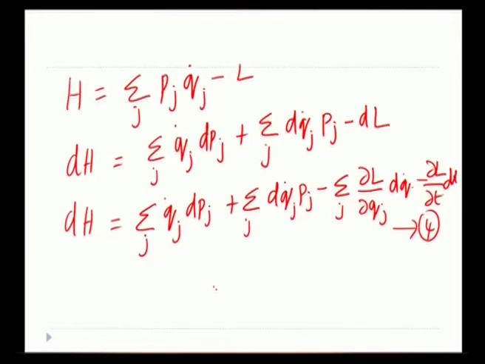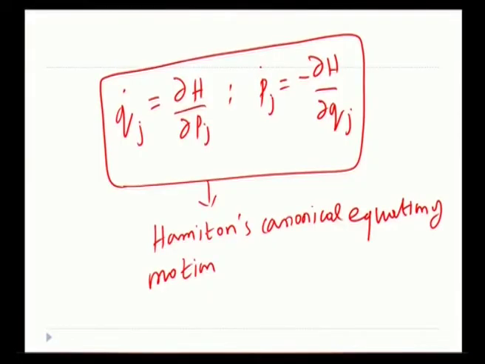The comparison of coefficients gave Qj dot is equal to dou H by dou Pj, and dou L by dou Qj is equal to minus dou H by dou Qj, and dou L by dou t is equal to minus dou H by dou t. Then we got Pj dot is equal to dou L by dou Qj. Then we got the actual Hamilton's canonical equations of motion. These are all the steps.